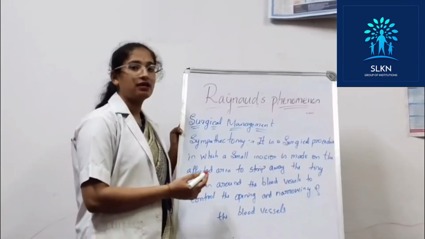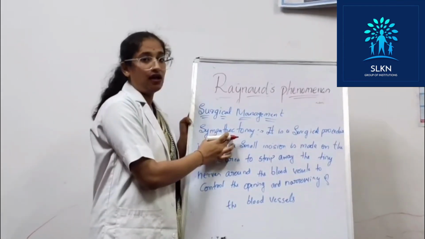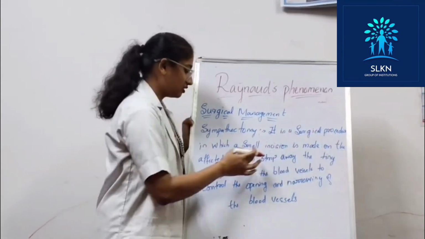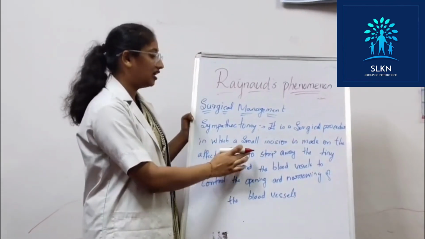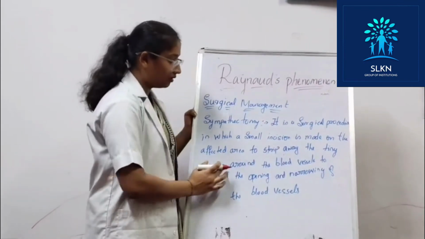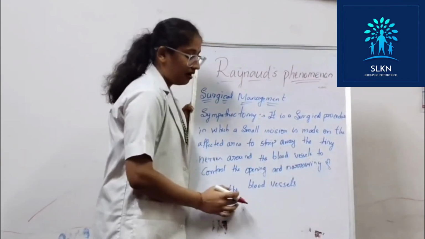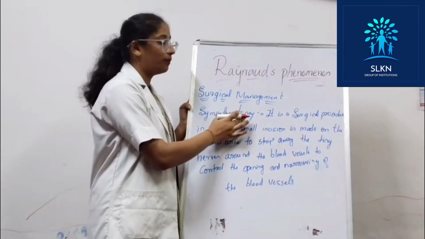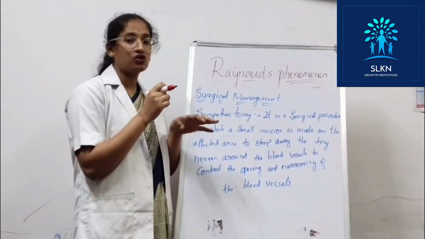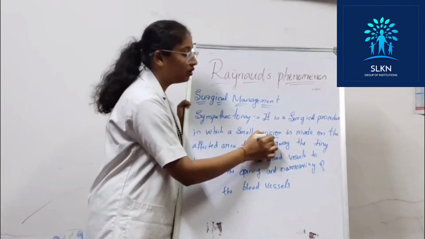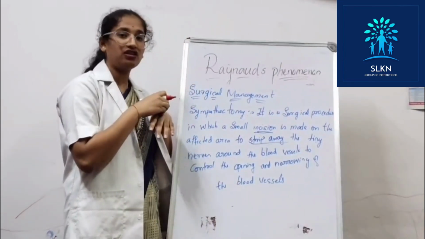Now we will discuss the surgical management. In surgical management, sympathectomy is conducted. It is a surgical procedure in which a small incision is made on the affected area to strip away the tiny nerves around the blood vessels, to control the opening and narrowing of the blood vessels. A small incision means a small cut.